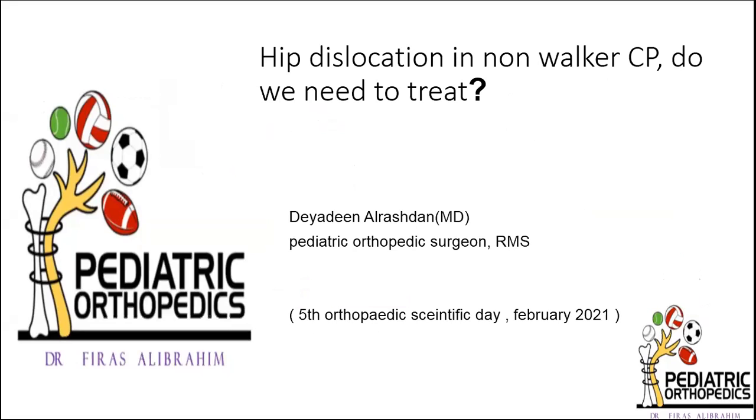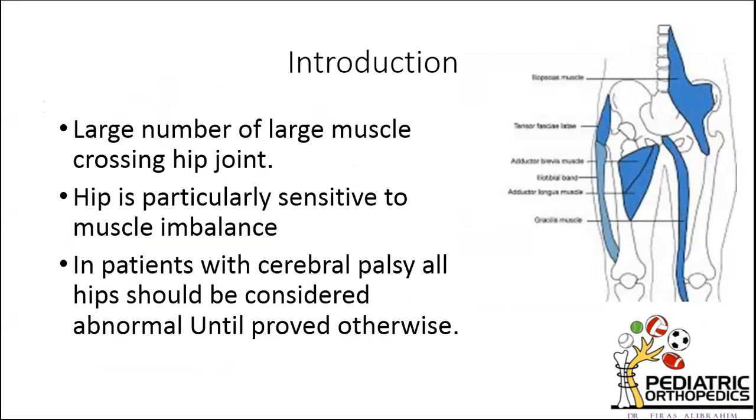Today I will talk about hip dislocation in the non-walker CP patient, and the question is, do we need to treat such a patient? We know the hip joint has a large number of large muscles crossing it, so it is particularly sensitive to muscle imbalance. We know in the CP patient we have 2 types of imbalance, either an increase in the tone of the muscle or weakness.